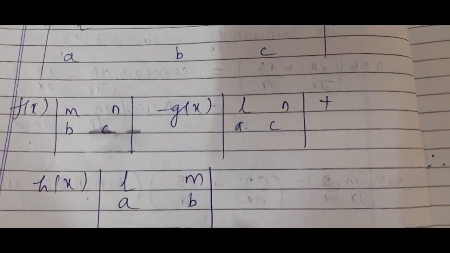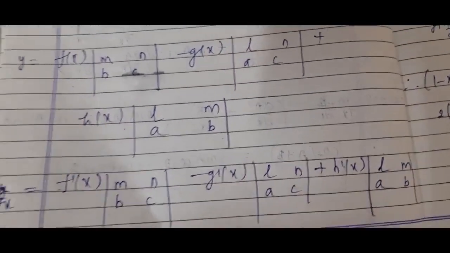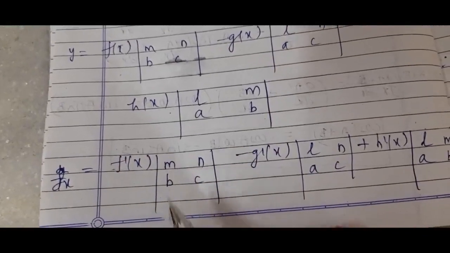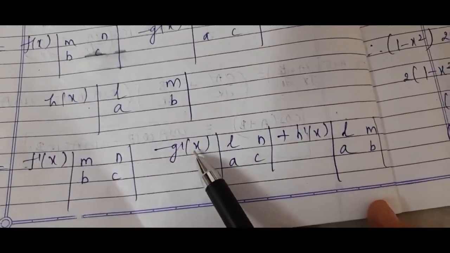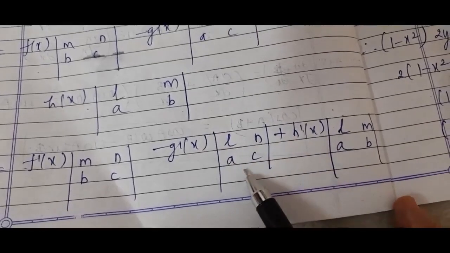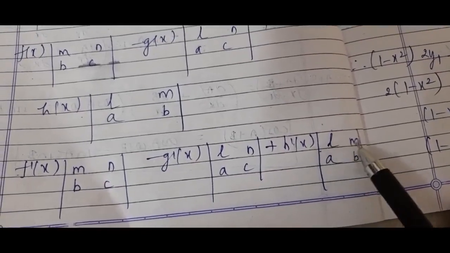Here we are getting, now we will differentiate this with respect to x. Differentiating, we get dy by dx equal to f dash of x minor of m n b c minus g dash of x minor of l n a c plus h dash of x minor of l m a b.